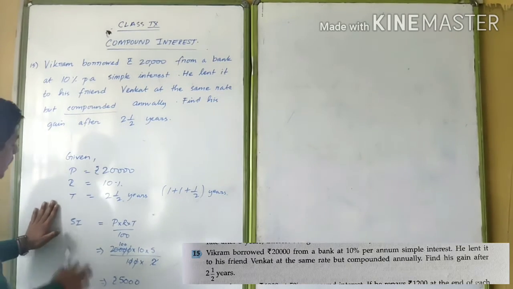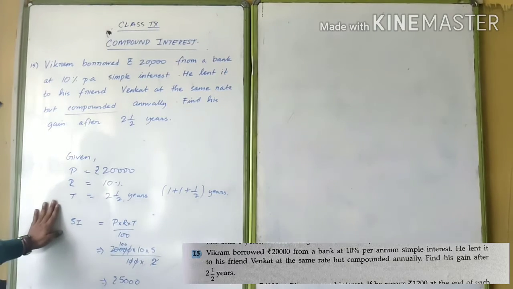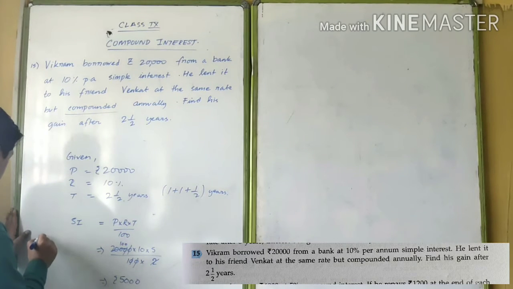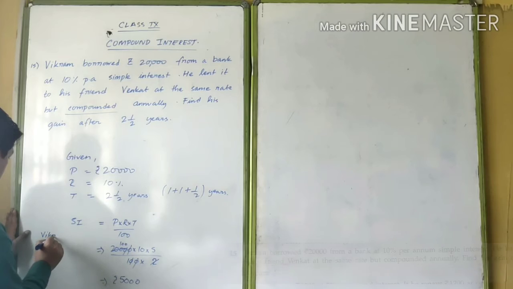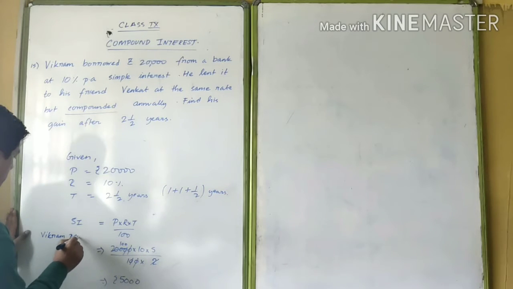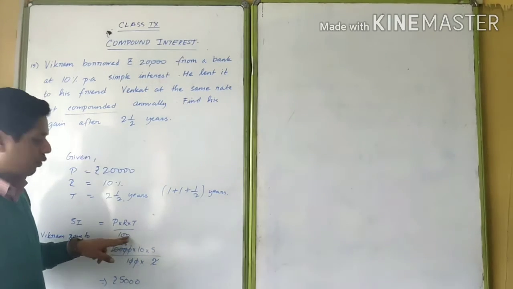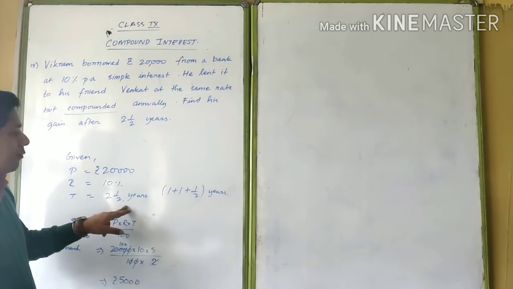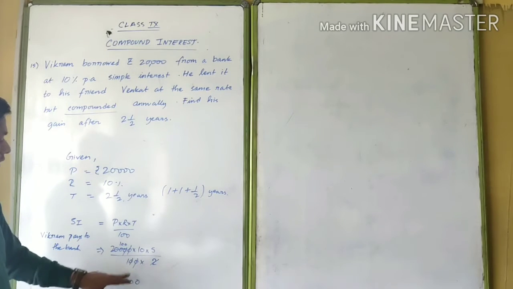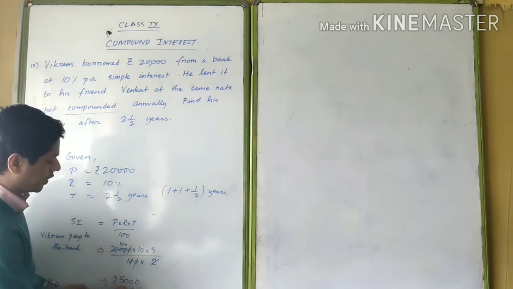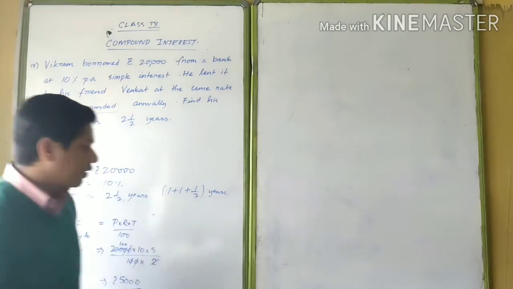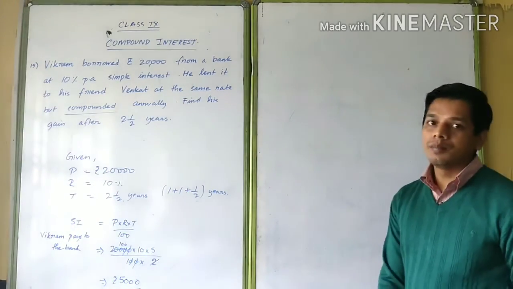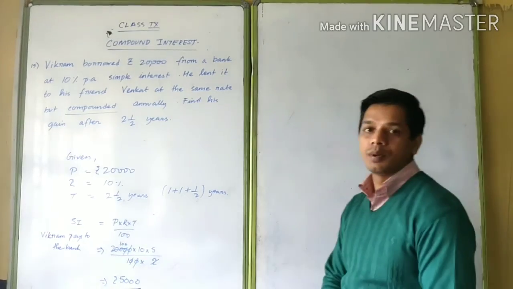What we will do is first find the simple interest Vikram pays to the bank. My formula is P into R into T by 100: 20,000 into 10 into 2.5 years, which means 5 by 2, divided by 100. After simplification, I am going to get the answer 5,000. So that means Vikram has paid 5,000 rupees as simple interest to the bank.